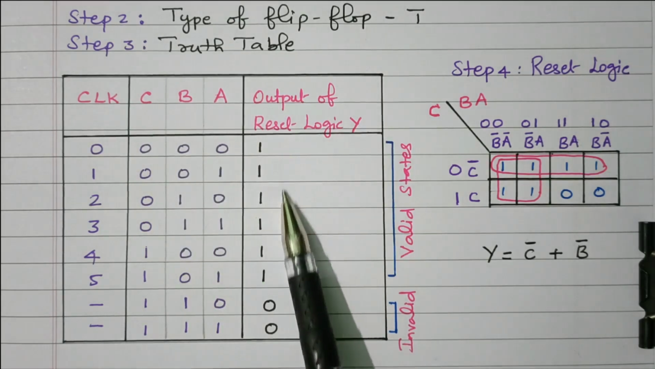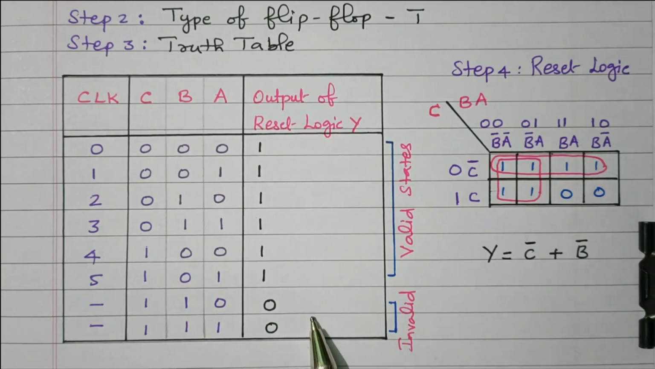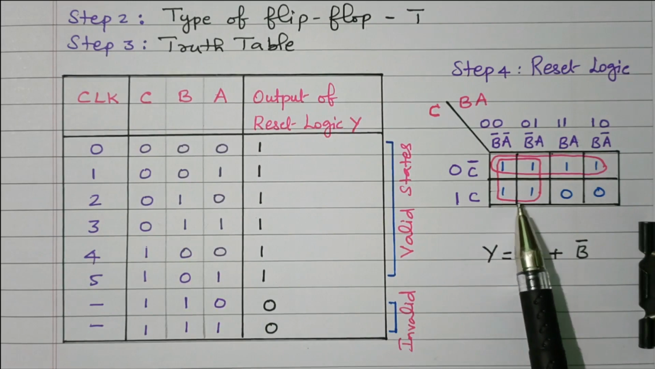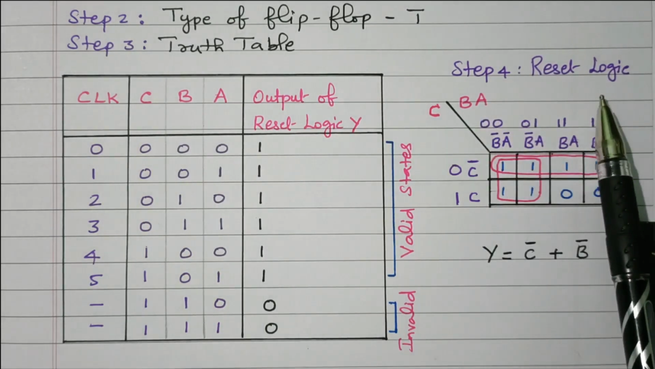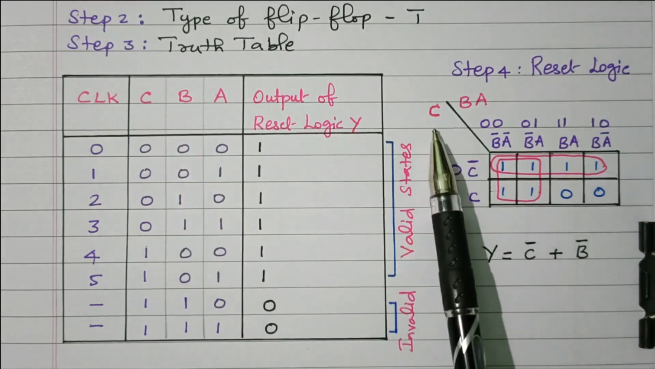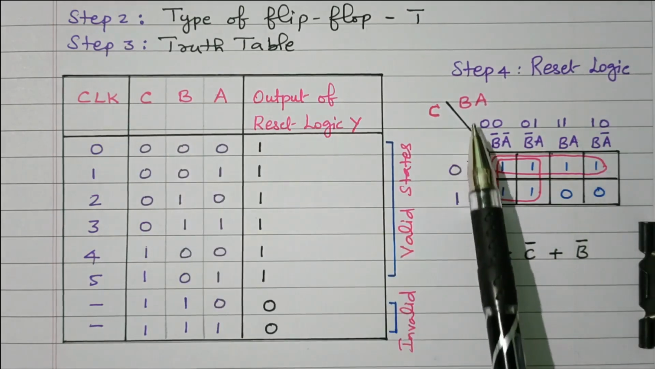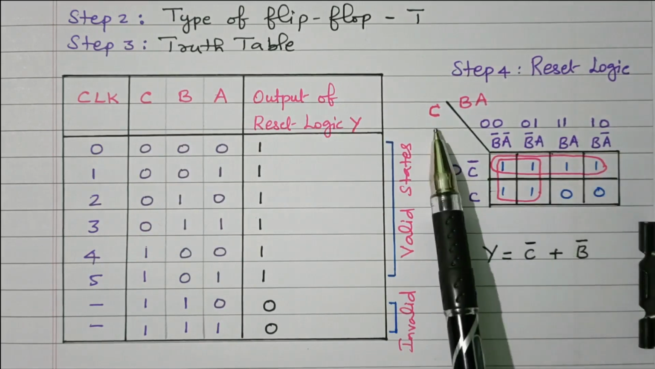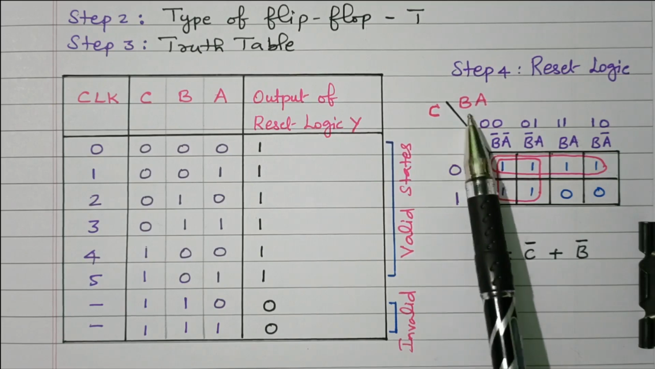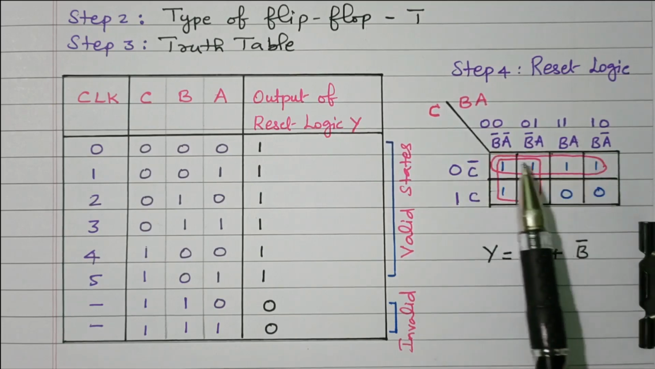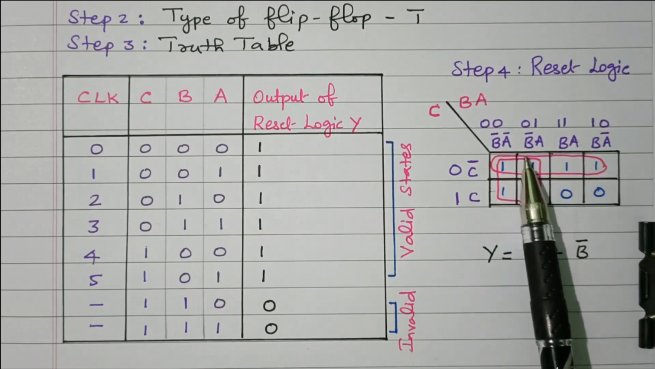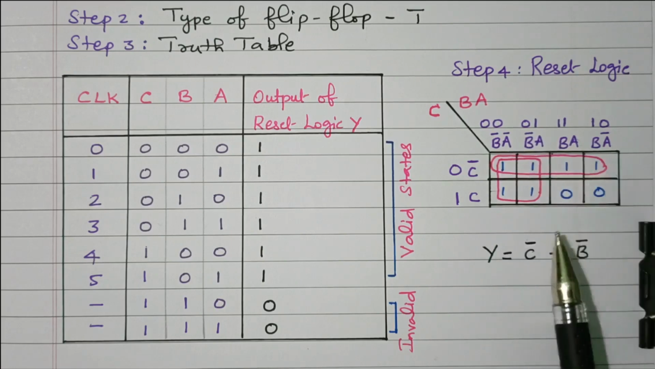Now we need to find the logical expression for this reset logic. By using the Karnaugh map, the K-map, we can find it. So step 4 is the reset logic expression. This is a 3-variable K-map. C is available vertically, BA horizontally. C is 1 variable, 2 possibilities, 0, 1, C bar and C. BA is 2 variables, 4 possibilities: 00, 01, 11, 10. That is B bar A bar, B bar A, BA, BA bar.